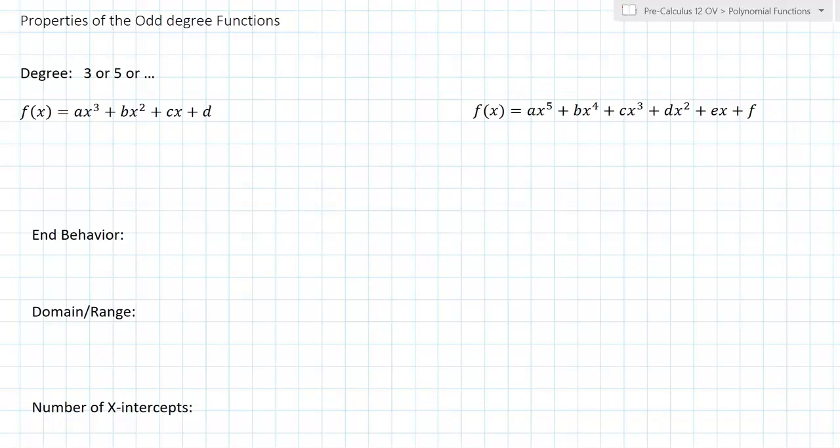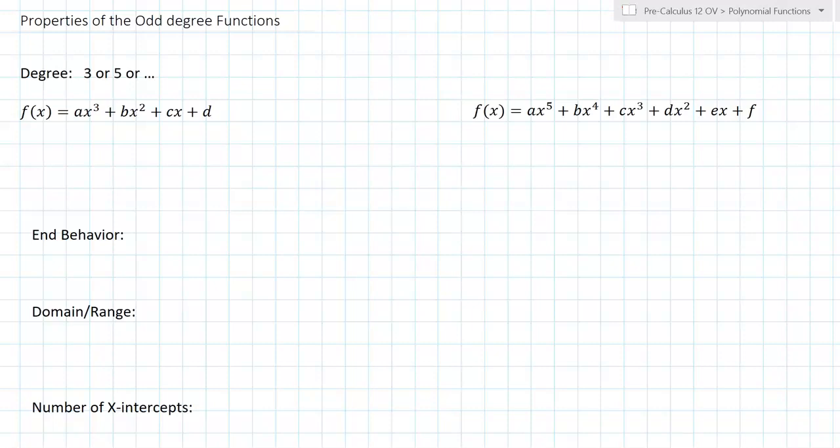Okay, hello. Let's continue with the polynomial functions. This time we're going to deal with odd degree polynomial functions. So we're going to deal with degree 3 and degree 5, the cubic and the quintic, and then we're going to talk about their graphs and all the characteristics of them.